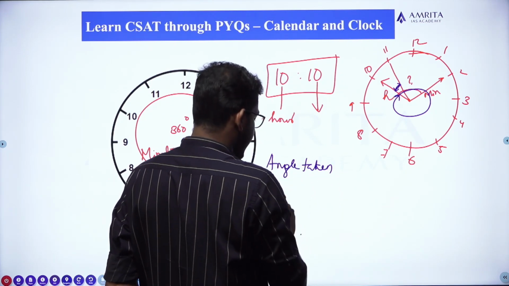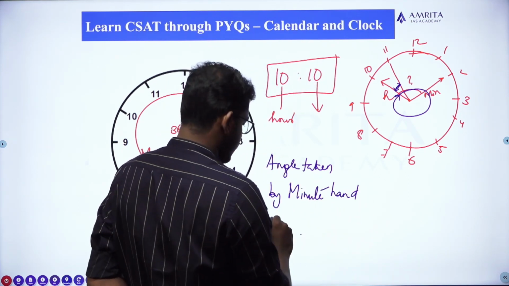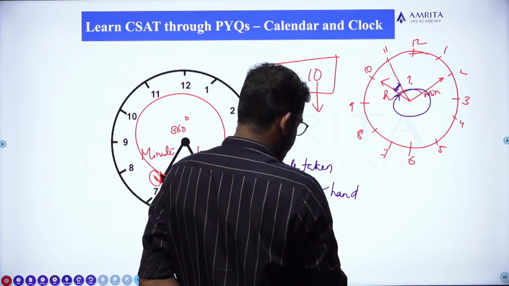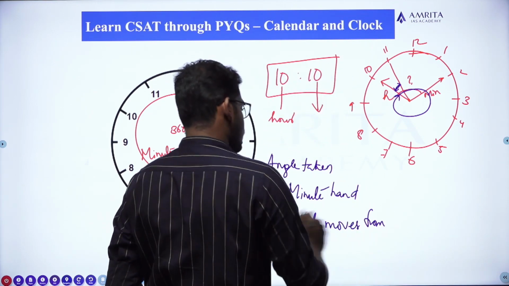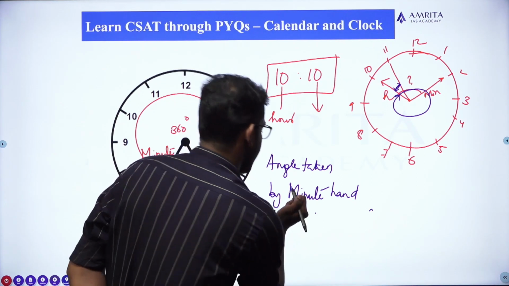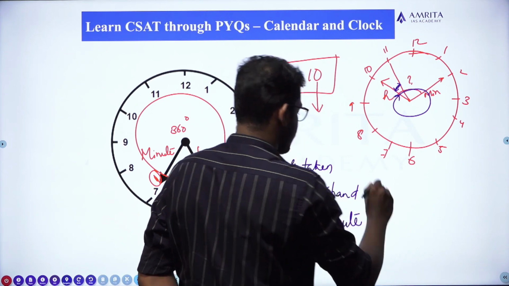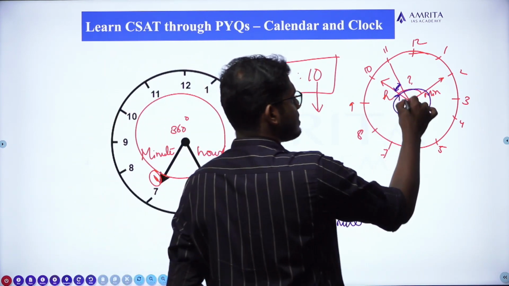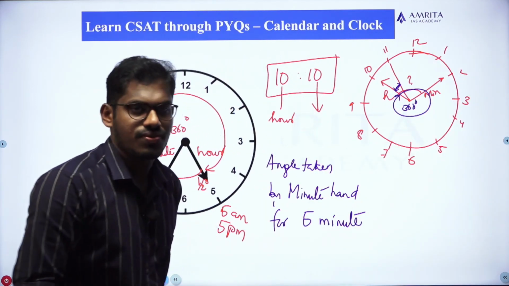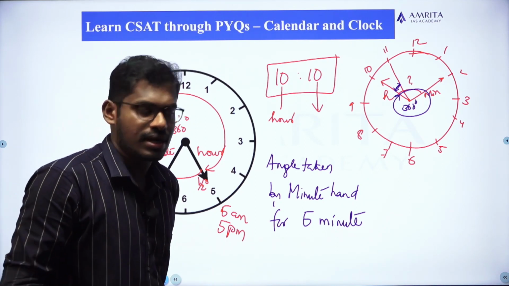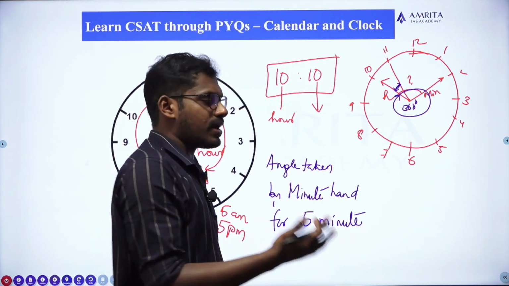Angle taken by the minute hand while it moves from, or we can say angle taken by the minute hand for 5 minutes. For 5 minutes, how can we write? So 360 degree is the angle taken by the minute hand to complete one revolution. Clear? Okay. Then the angle taken to complete 5 minutes. How many 5 minutes will be?